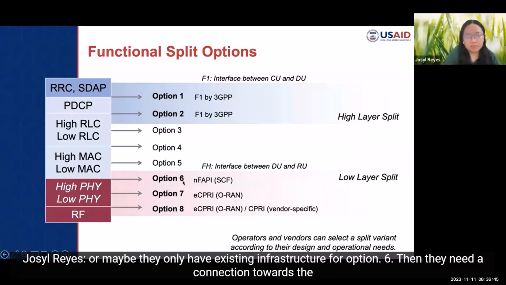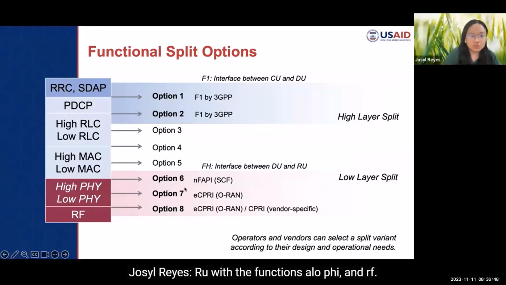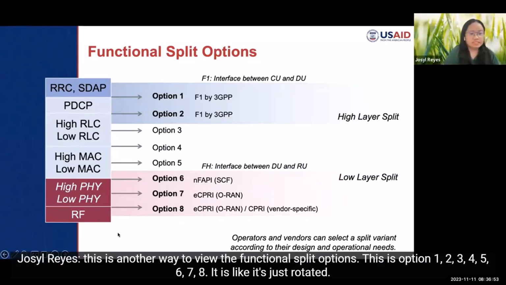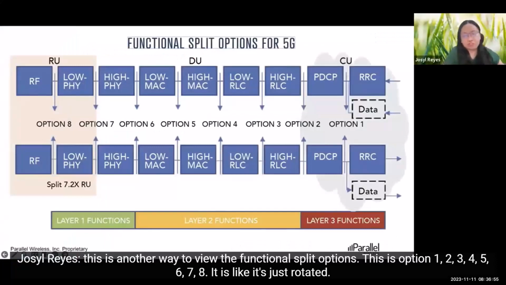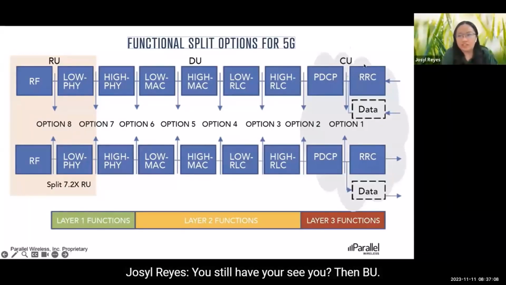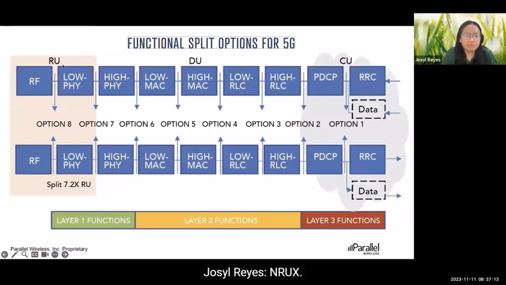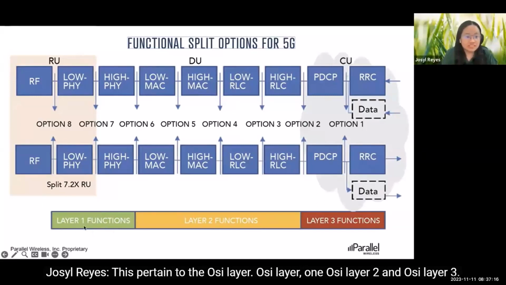Then they need a connection towards the RU with the functions low PHY and RF. This is another way to view the functional split options. This is option 1, 2, 3, 4, 5, 6, 7, 8. It is like it's just rotated. You still have your CU, then DU, and RU. This pertains to the OSI layers, OSI layer 1, layer 2, and layer 3.